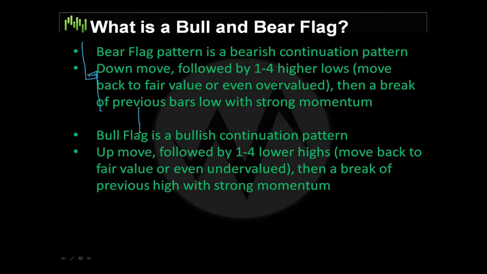It's a down move followed by 1 to 4 higher lows. So a move back into fair value or even overvalued from undervalued, and then a break of the previous bar's low with a strong momentum surge to the downside. So you're looking for a down move, the market takes a breather, and then continuation lower. A bull flag is a bullish continuation, basically the same thing, just flip it on its head. So it's an up move followed by 1 to 4 lower highs, move back into fair value or even undervalued, and then a break of the previous bar's high followed by strong momentum for a continuation to the upside.